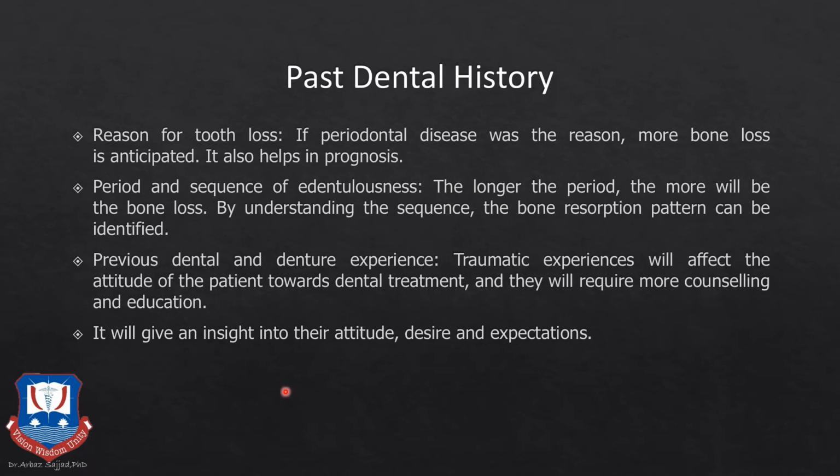Now, the past dental history. The first thing to be noted is what was the reason for the bone loss, whether it was due to periodontal disease or whether it was anticipated, and it also helps us in the prognosis. The period and sequelae of the edentulism is also very important. The longer the patient has been edentulous, the more will be the bone loss, and the less compliant the patient will be to accept the complete denture treatment, because he has already been edentulous for a long time. He's not wearing dentures, so getting a patient to become comfortable with new dentures is pretty difficult.